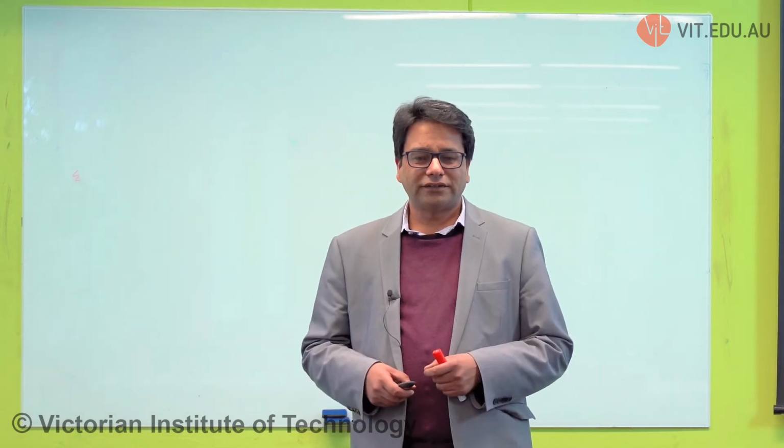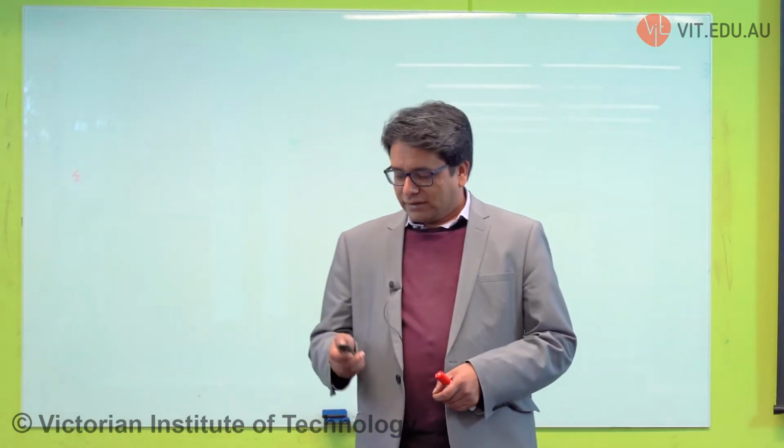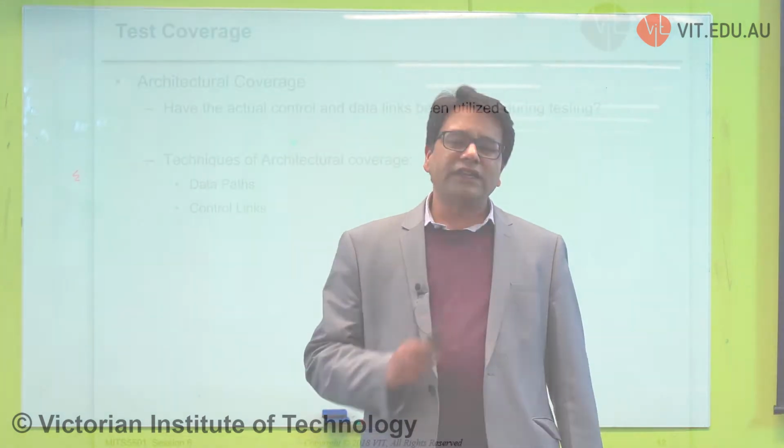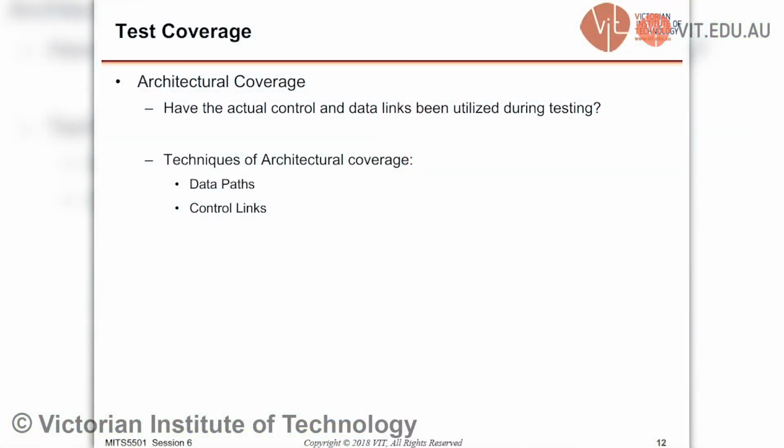But how do we do it? We know that it is not possible to test with all the possible data, with all possible inputs to the software. So how do we achieve 100% testing in the software? Here we go. We look at the software. What we have in there, we have the data paths, we have the control links. So data paths are the variables. Control links are if statements, loops, nested if statements.